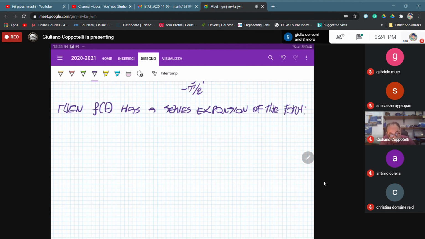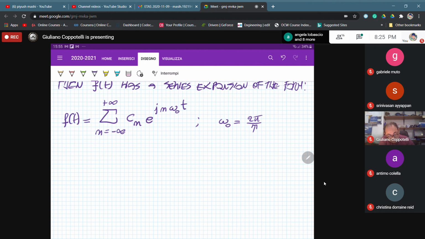f(t) equal to the sum over n from negative infinity to plus infinity of Cn times e to the j n omega 0 t, where omega 0 is equal to 2 pi over T, and the coefficients Cn are 1 over T times the integral from negative half T to positive half T of your f(t) times e to the negative j n omega 0 t dt.